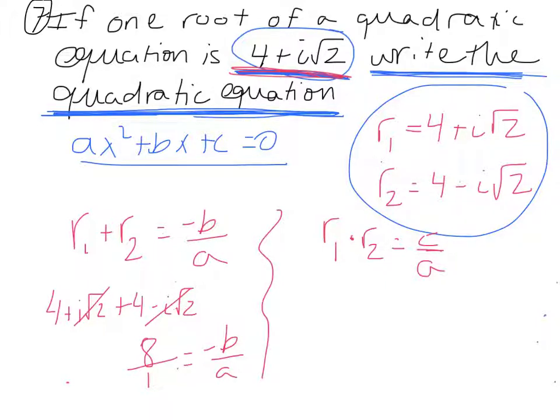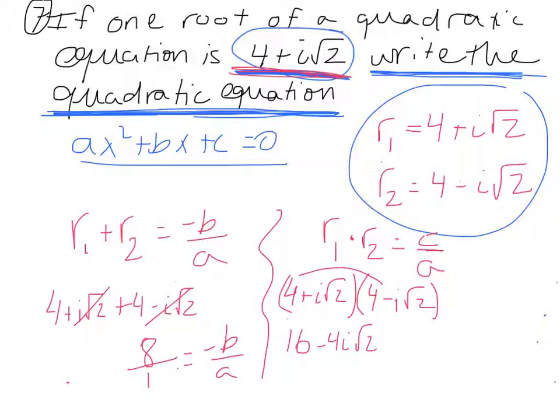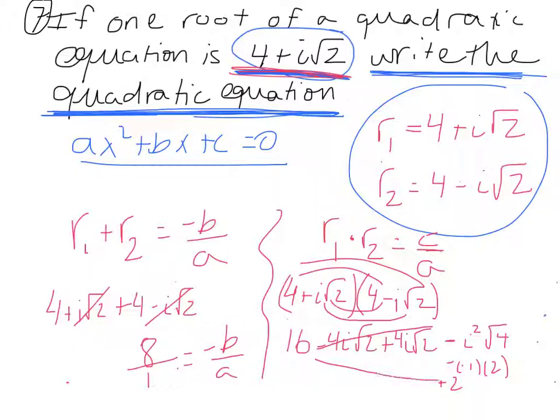We're also going to multiply the two roots, so 4 plus i radical 2 times 4 minus i radical 2. I'm going to have to double distribute here, so 16 minus 4i radical 2 plus 4i radical 2. And you should know that when you multiply conjugates, these terms become 0. And now the tricky one, i radical 2 times negative i radical 2 is negative i squared radical 4. That's going to be negative of negative 1 times 2. That's going to be positive 2. 16 plus 2 is 18. That's still over 1, and that's c over a.